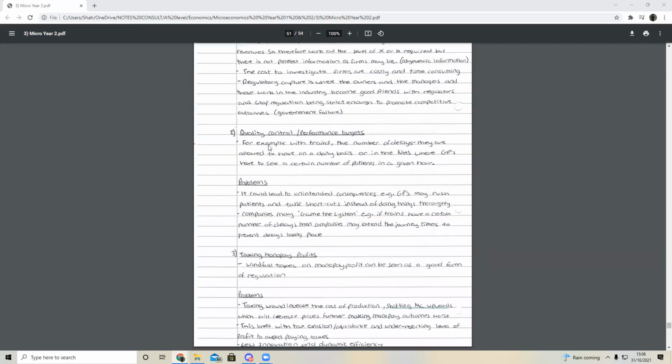Good. Quality control and performance targets. For example, with trains, the number of delays they are allowed to have on a daily basis, or the NHS, where GPs have to see a certain number of patients in a given hour. Having these targets can make the monopolies more efficient and make sure that people are getting what they want, more allocatively efficient. Problems with this is that it could lead to unintended consequences. For example, if you make a GP see a certain number of patients an hour, then maybe a patient that needs more time isn't getting that time, which is not very good, is it? No. And so you can't take shortcuts and make people rush.